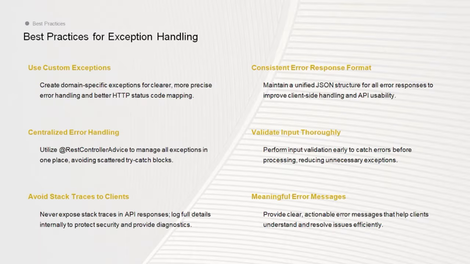JSON format, as I told, is always a good practice for returning your error message so that the client can handle it properly and better. Validate input thoroughly. For example, customer already exists: you check whether the customer already exists, then throw. Meaningful error messages: provide clear, meaningful error messages to the client.